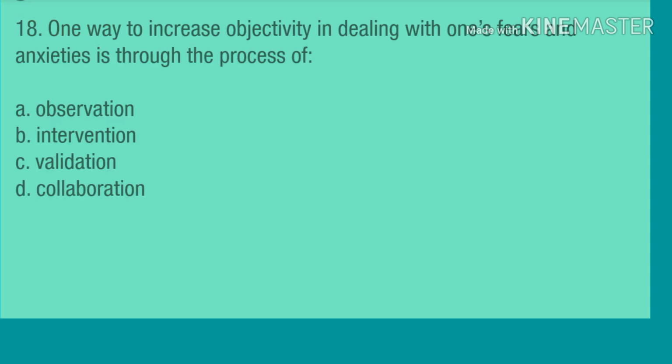Question 18. One way to increase objectivity in dealing with one's fears and anxieties is through the process of A. Observation. B. Intervention. C. Validation. D. Collaboration. Answer B.